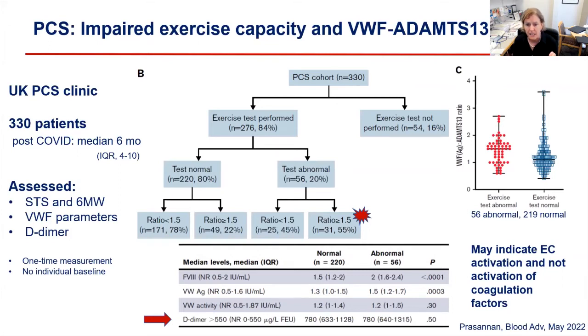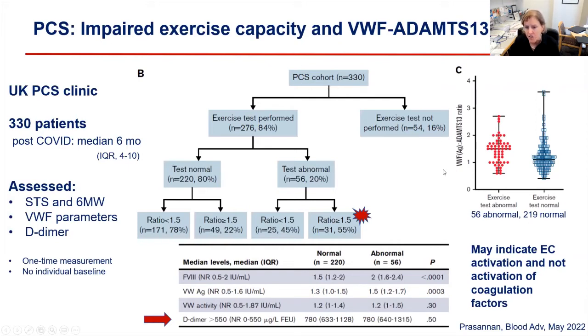There were no individual baselines. We do not know what these patients had for levels when they had acute COVID. But as you can see from this flow chart, of the 330 participants, exercise testing was performed in 84%. 80% of these people had normal exercise testing, and of those, only 22% had an abnormal VWF ADAMTS13 ratio. Of the 20% that had abnormal functional exercise testing, it was almost 50-50: a normal ratio of VWF antigen to ADAMTS13, and elevated above 1.5 in about half of these.